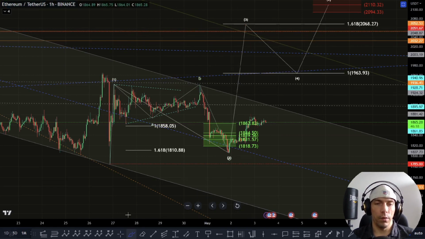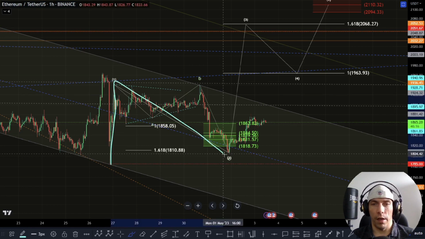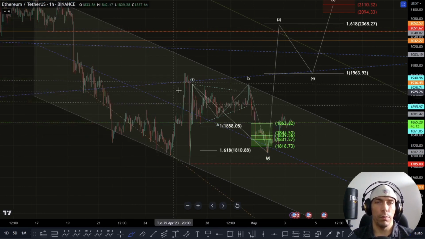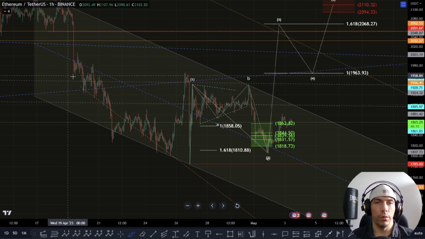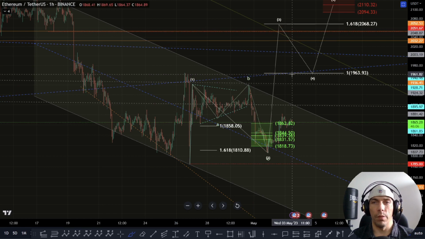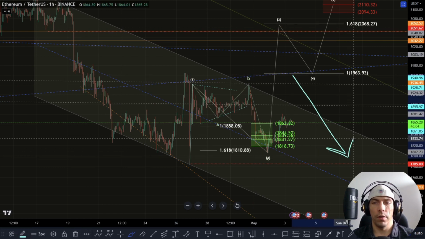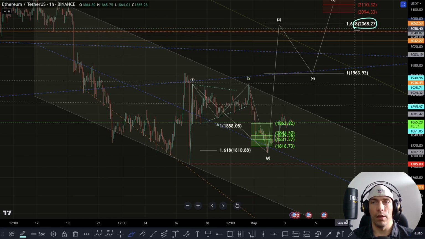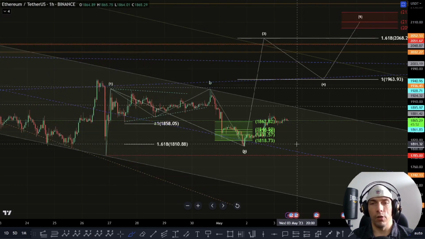An alternative to look out for, if this is just A, B, and C, would be this 1963 area. So this would bring us back into some of these key levels, testing these highs again, and then possibly from there looking for continuation down if it's just corrective, or if it does start to push to the upside, like I said, this 2068 is going to be a zone I would be looking for as a potential wave three, given the current structure here.